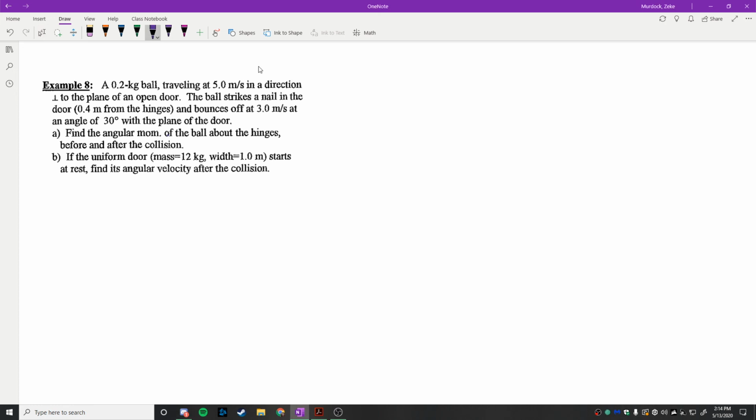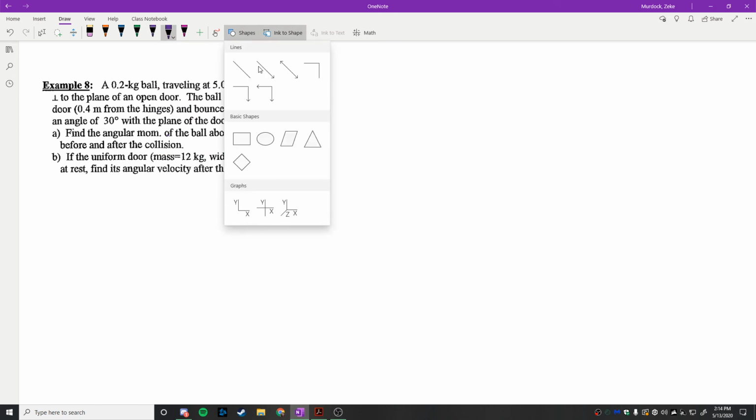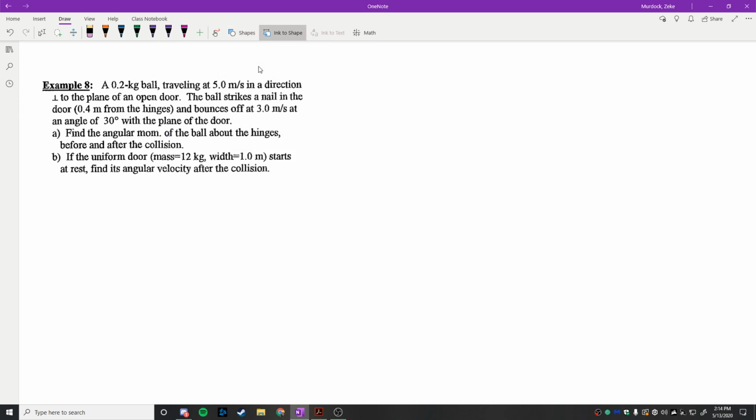Okay, let's talk about this problem. So a 0.2 kilogram ball traveling at 5 meters per second in the direction perpendicular to the plane of an open door. So I'm going to draw this like it's a door, right? I'm still going to draw it kind of similar to what we did in the last problem. So we want to imagine that we're looking at the door from the top down. Okay, so this would be the top-down view. And there's going to be a pivot point right here. This is where the hinges on the door are. So this is our fixed pivot.